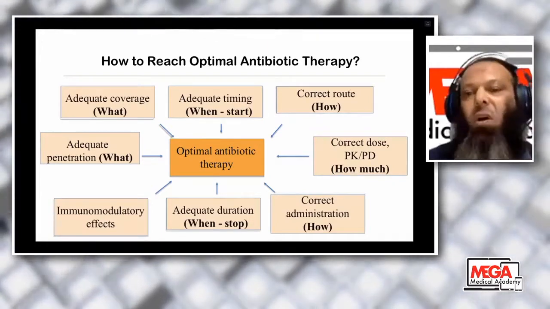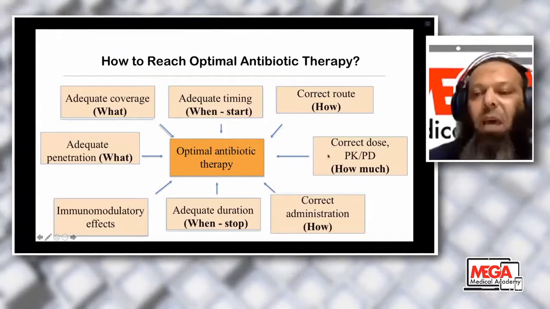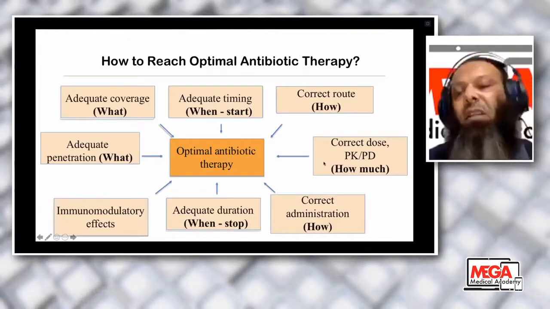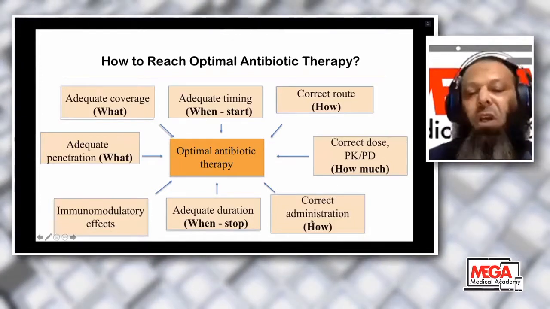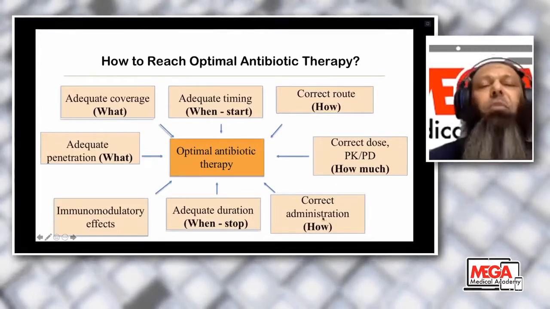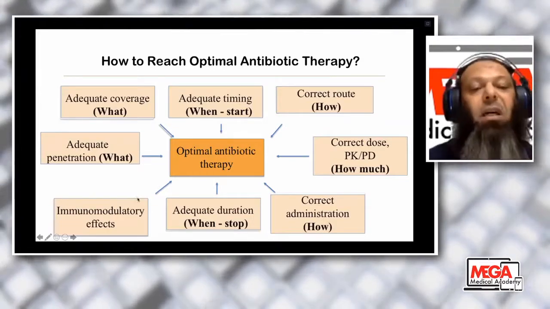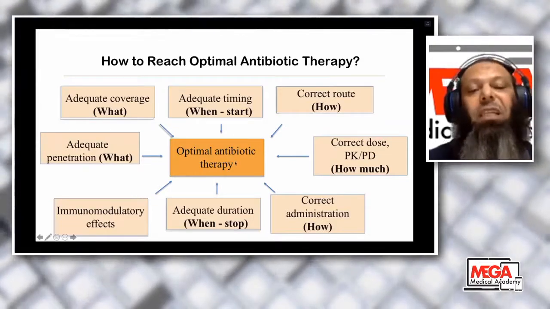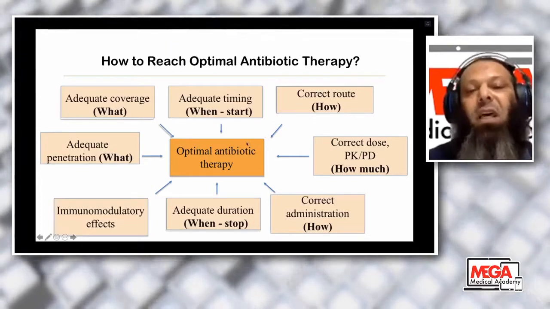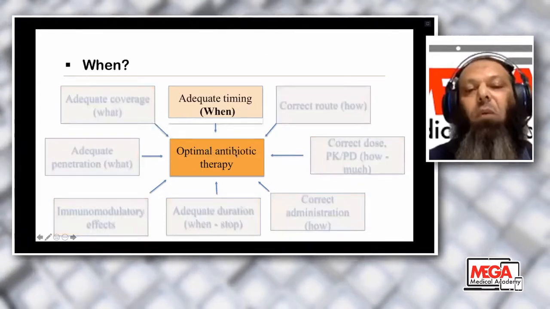So this is how. What is the correct dose, and the pharmacokinetics and pharmacodynamics that affect your antibiotics? This is how much. What is the correct administration, prolonged infusion, extended infusion? This is how. And what are the immunomodulatory effects? Those are the components that determine the optimal antibiotic therapy.